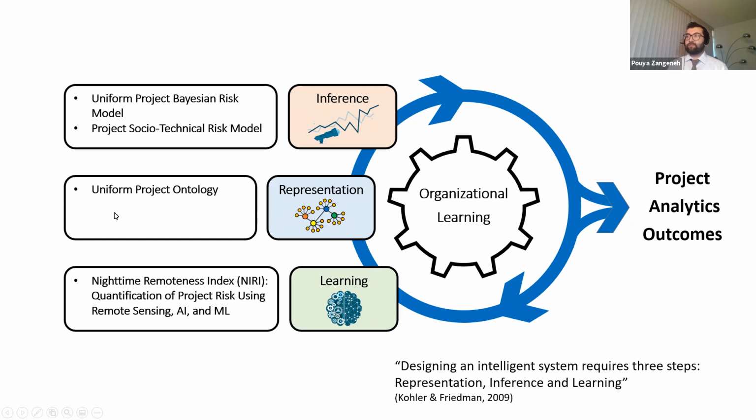For the representation, we created something that we called the uniform project ontology. For the inference part, we tried to deal with Bayesian networks, as I mentioned in the context. And for the learning, we tried to find a good example that we can incorporate some of the learning algorithms.